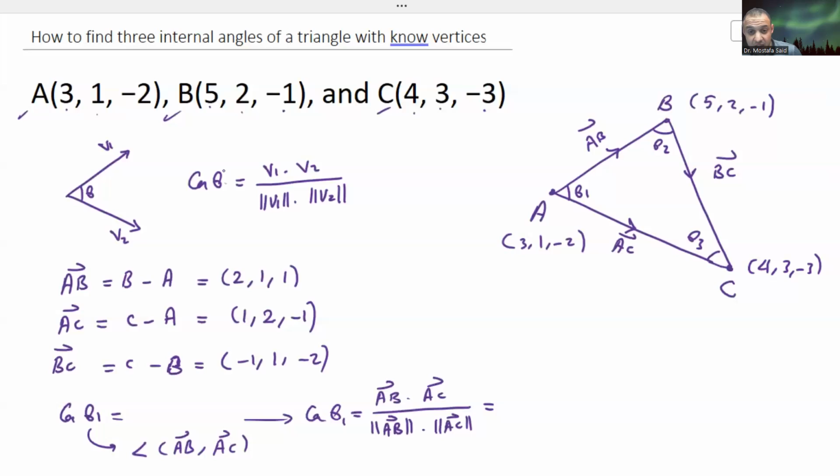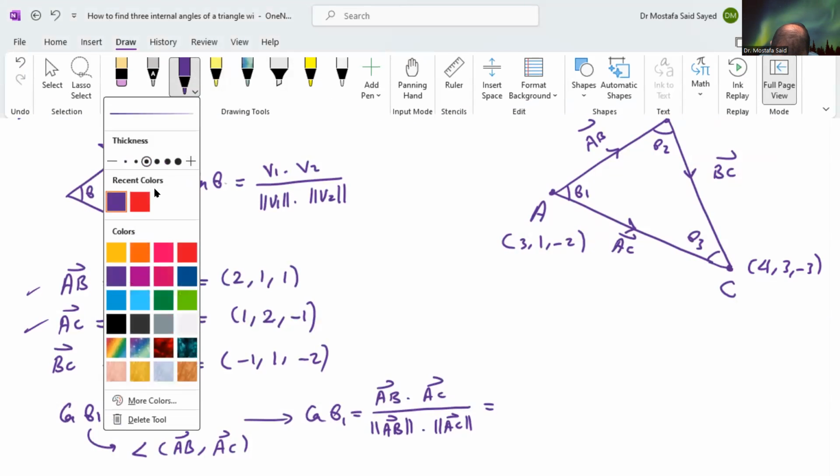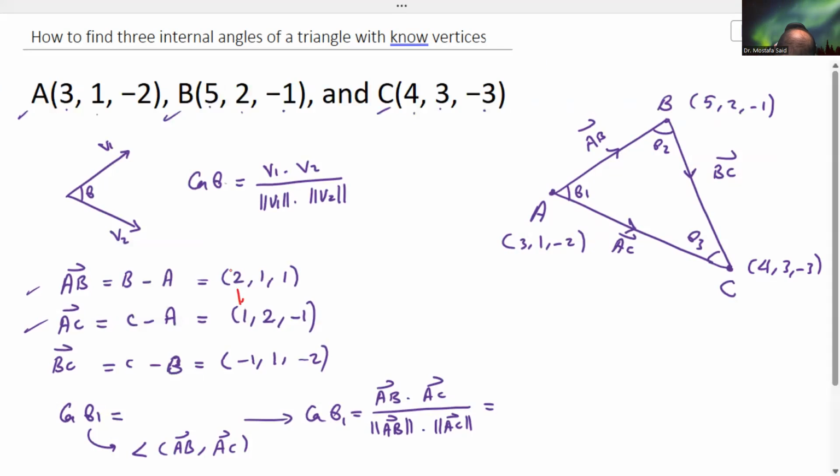So let's have the dot product between AB and AC. Dot product is very simple. We just multiply the corresponding elements. So we're gonna consider AB and AC. We're gonna multiply the 2 by 1, so it's 2 times 1, plus 1 and 2, plus 1 and minus 1.